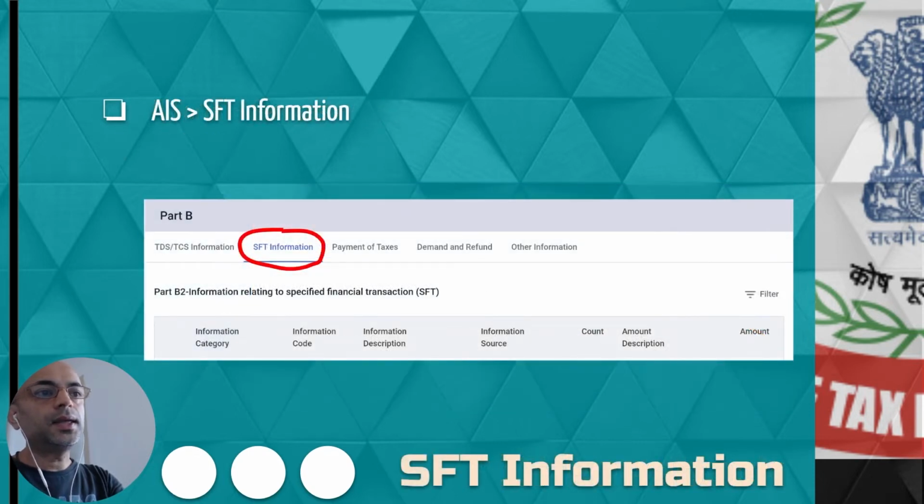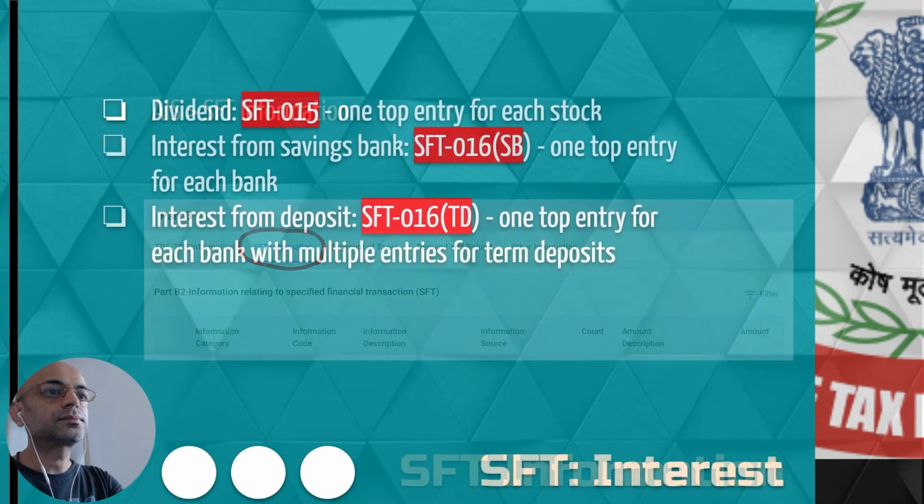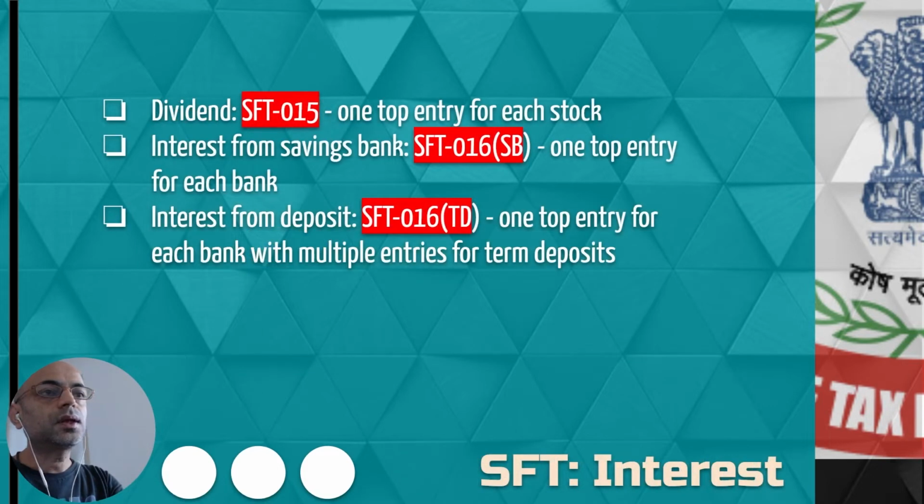Under AIS, when you open the page, you can go to the SFT Information tab to look at the corresponding information and also give the feedback. The code SFT015 corresponds to dividend, where it will display one entry for each of the stocks which has given you a dividend for that financial year.